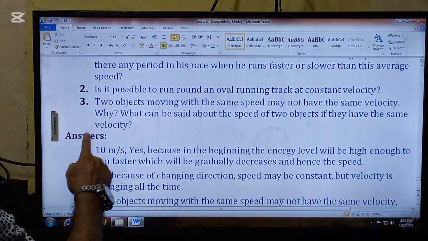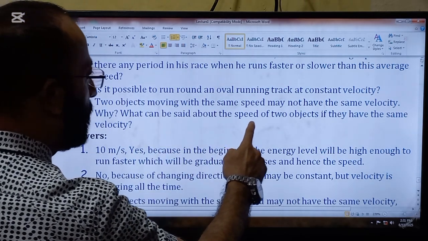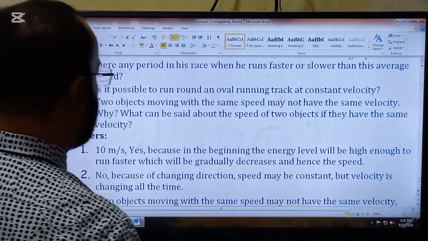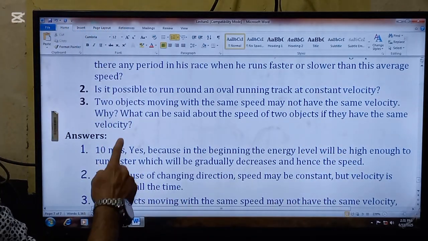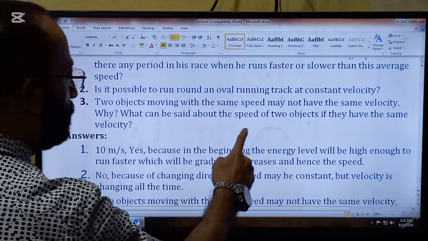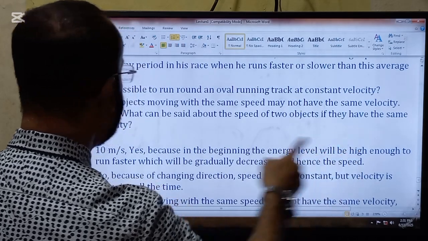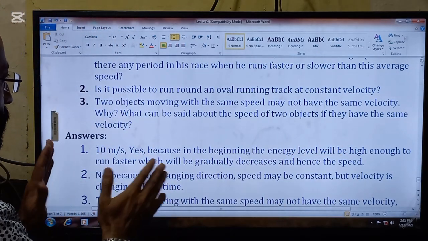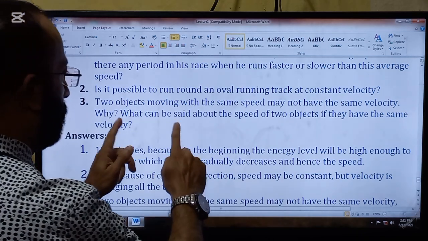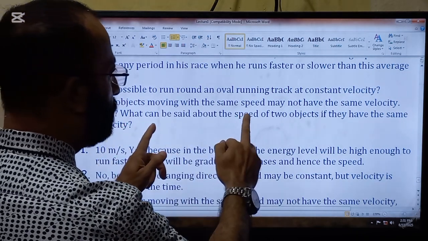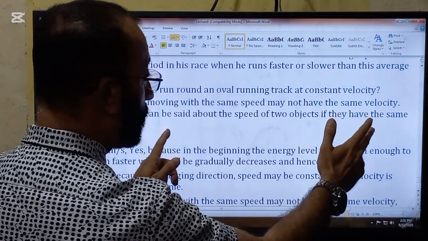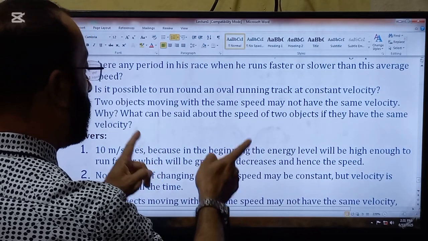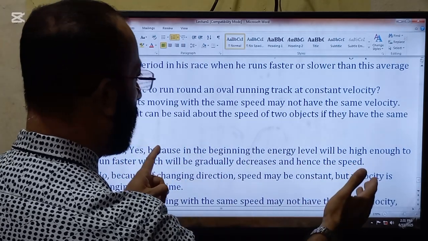Last question is: two objects moving with the same speed may not have the same velocity. Why? What can be said about the speed of the two objects if they have the same velocity? So look now, there are two parts in the question. One is moving with the same speed but not the same velocity. Second is the same velocity but not the same speed.